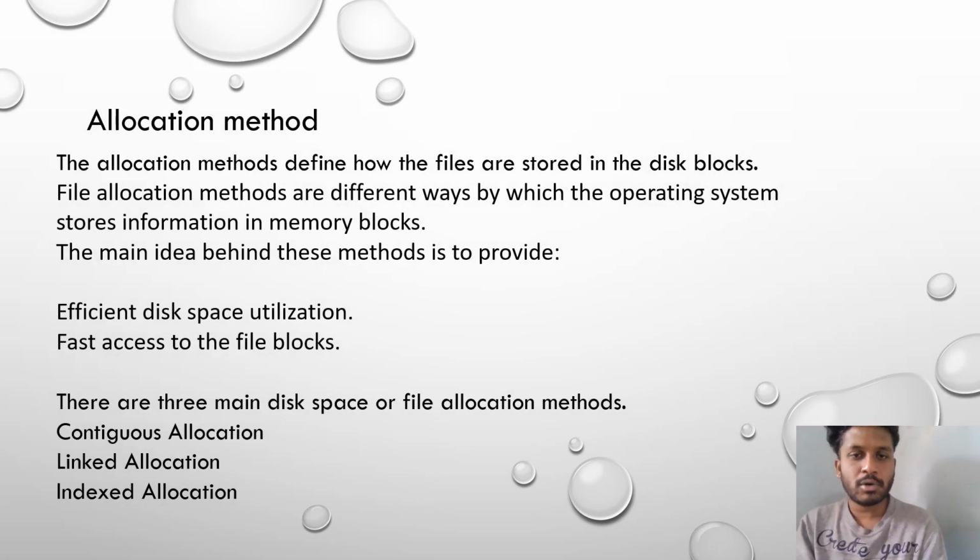In this slide, let's learn about allocation method. It's a method that defines how files are stored in the disk blocks. There are different ways by which the operating system stores information in the memory blocks. The main idea behind this method is to provide efficient disk space utilization and fast access to file blocks. There are three main disk space or file allocation methods. They are contiguous allocation, linked allocation, and indexed allocation.